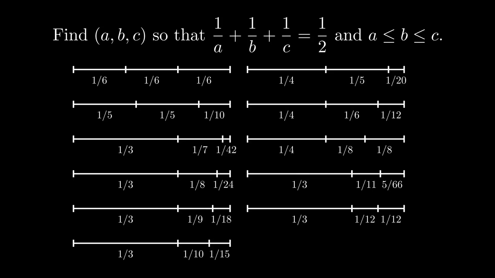So I've got to throw out the possibility where A equals 3 and B equals 11. All right, well, that was a bit of work, but we found all the solutions to 1 over A plus 1 over B plus 1 over C equals 1/2 with A, B, and C positive integers. And here are the 10 solutions.